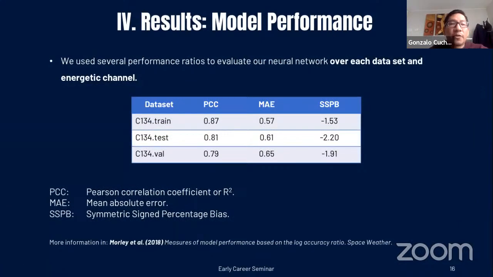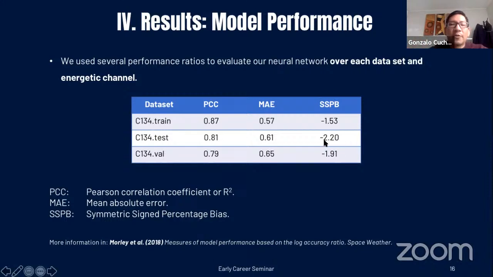Additionally, we have calculated some performance ratios like the Pearson correlation coefficient, the mean absolute error, and the symmetric signed percentage bias. In this case, I'm just going to focus on the test because that was not part of the training process. We have a 0.81, which is typically a good number for the R-square value. And I just want to focus on this one, which has a negative sign. This performance ratio is well explained in this paper, and it indicates if our model tends to underestimate or overestimate just by looking at the sign.